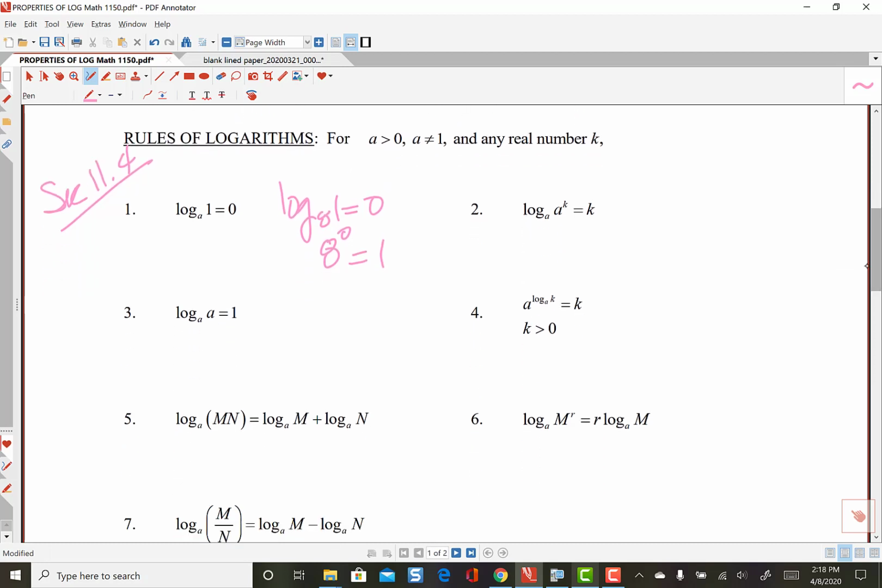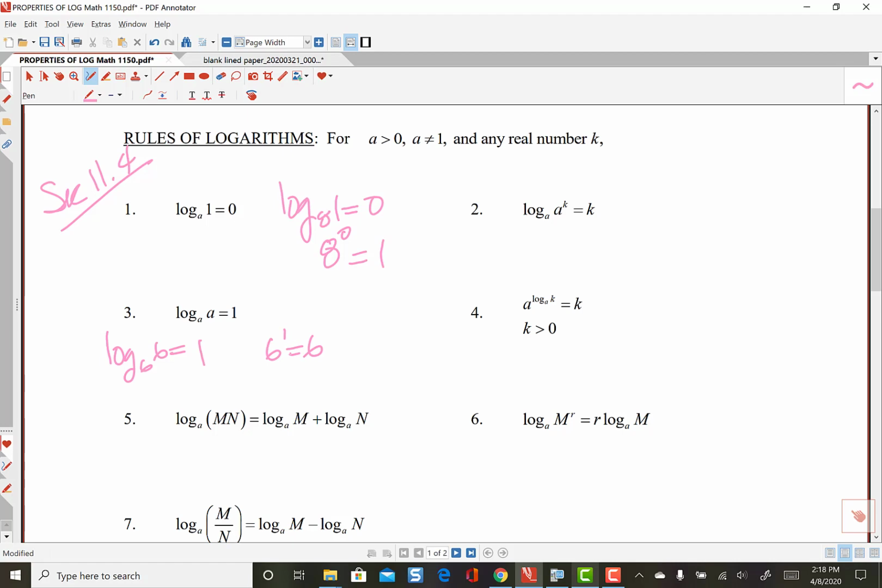All right. This one here, the log base a of a. So what power would you have to raise a to in order to get a? So for example, if I had, say, the log base 6 of 6, you want to ask yourself 6 to what power would give you 6? That would have to be 1, because we know that 6 to the first power is just 6.